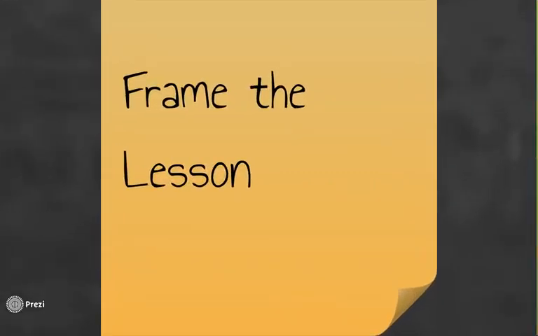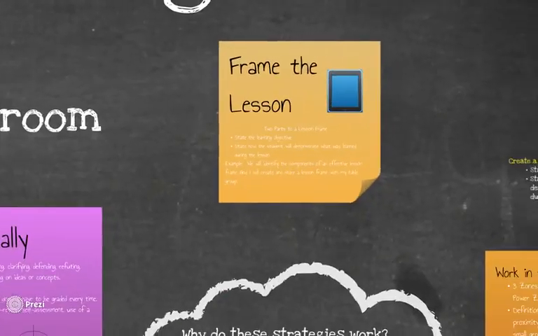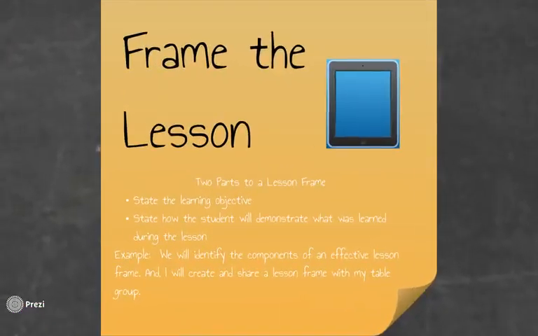We've got to know where we're going, and that's what framing the lesson does. It allows you to really state the learning objective and state how students will demonstrate what they learned. So what are we going to learn and how are we going to get there? It gives students a roadmap when they walk into a classroom every day. A good example is: we will identify the components of an effective lesson frame, and I will create and share a lesson frame with my table group. As you can see, there's a we will statement and an I will statement.